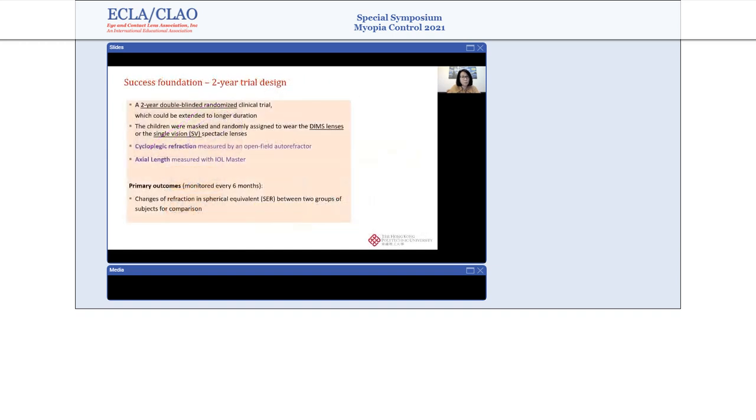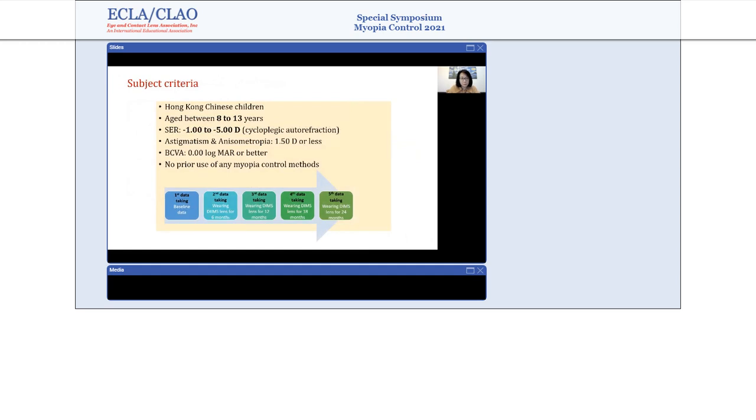We conducted a 2-year double mask randomized clinical trial for the DIMS lens, and children were masked and randomly assigned to wear either the DIMS lens or the single vision lens. Cycloplegic refraction and axial length were measured. The primary outcomes were changes in cycloplegic refraction, and the secondary outcome was the axial length changes.